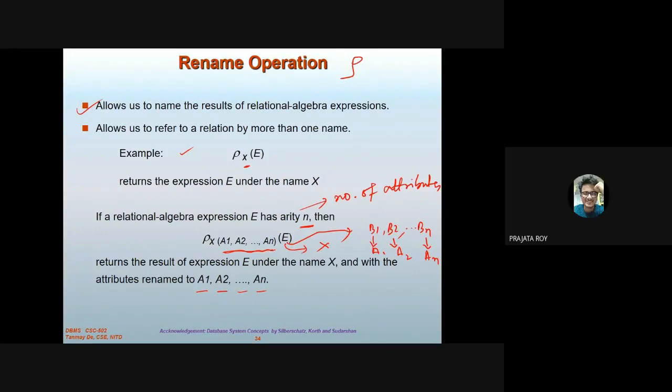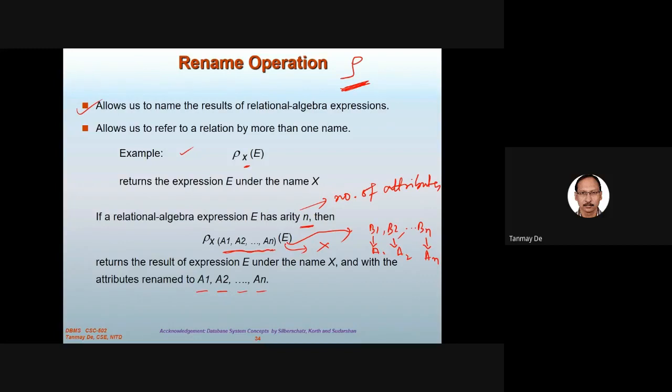Sir, could you explain the rho operator again, sir? Again, the rho operator is used for the renaming purpose. E is the relational algebra expression, maybe any relation also.